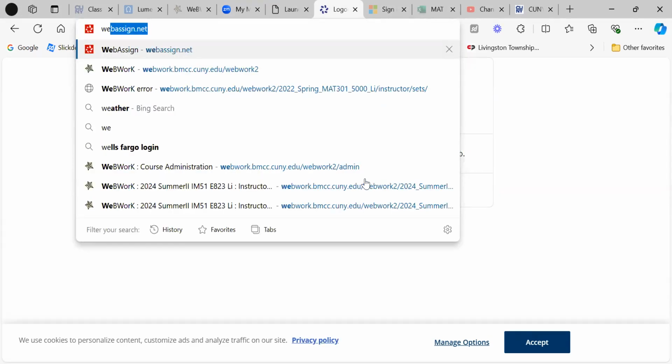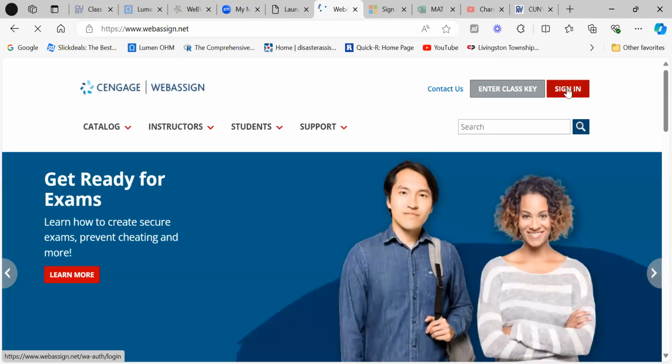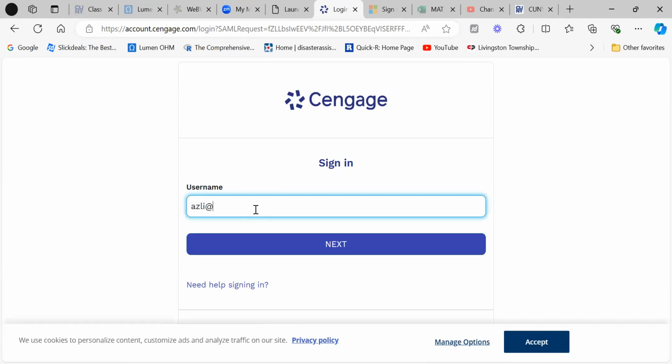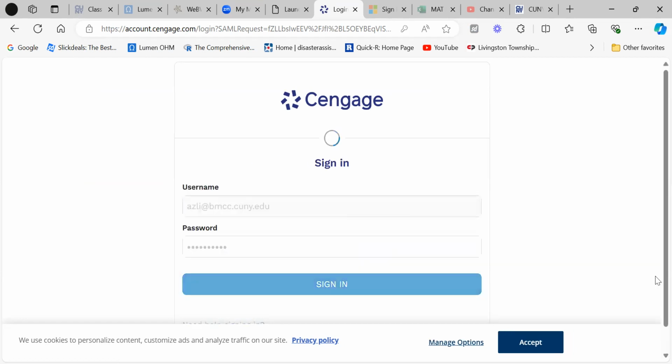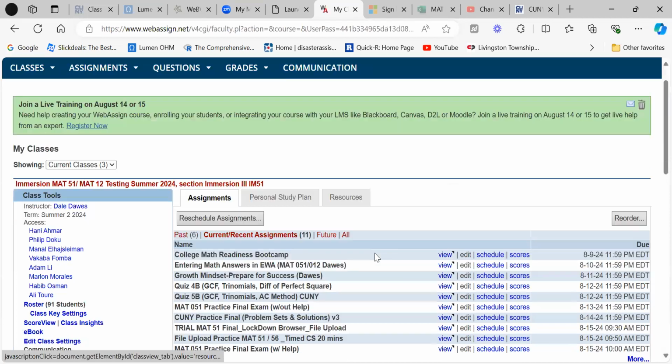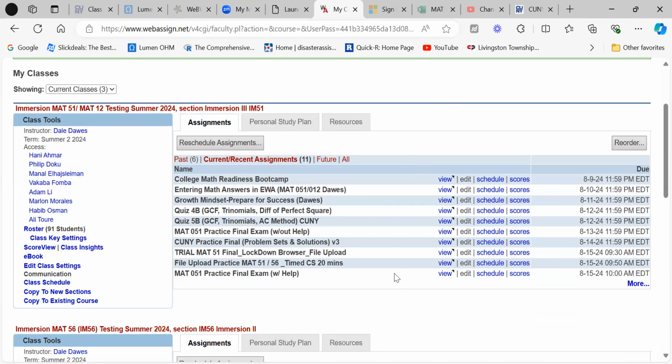So you go to the website, the net. I'm going to sign into my account. So right here, you're going to see practice final exam with help, right? The other one is without help. So we're going to work on the one without help. They are very similar. I checked both of them, and they look very, very similar.